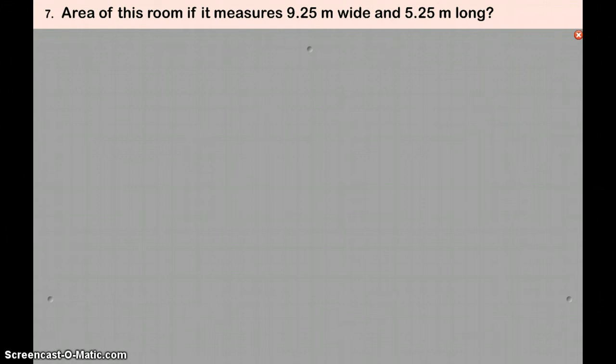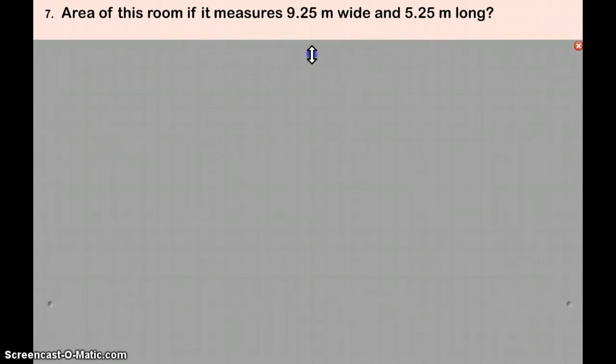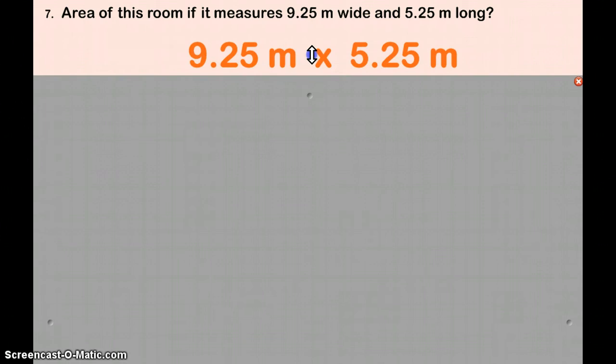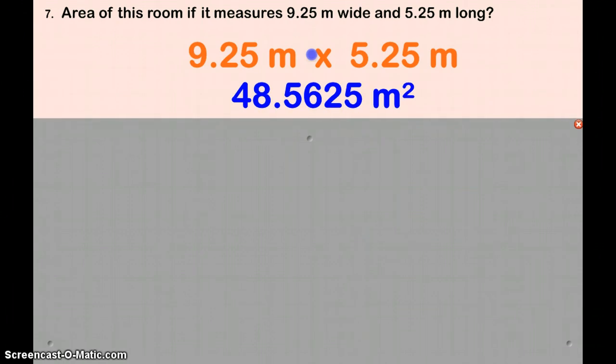What if you wanted to calculate the area of a room that was 9.25 meters wide and 5.25 meters long? Well, of course, to find area, we would do length times width. So I would take the 9.25 meters times the 5.25 meters. Now you type those numbers into your calculator, and this is the answer that you would get: 48.5625 meters squared. Is that answer correct?